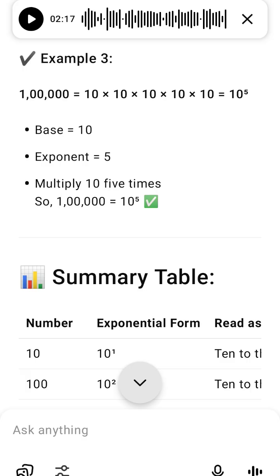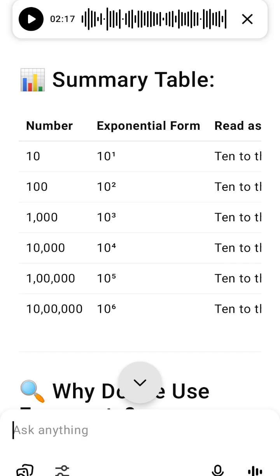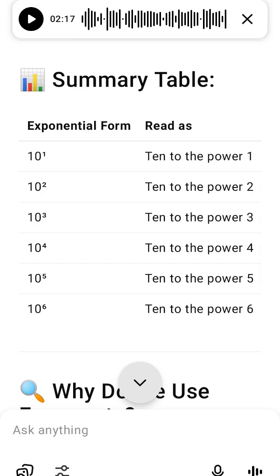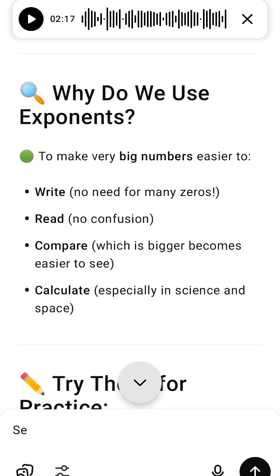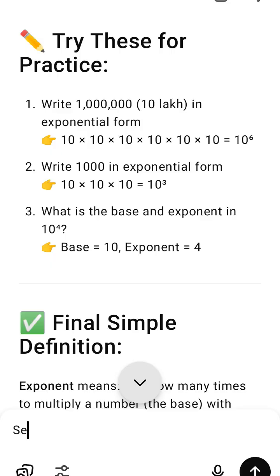7. Why are exponents useful? They help us write big numbers easily, read and understand them better, compare large values quickly, and use them in science, space, and maths. Final simple definition: an exponent tells us how many times to multiply a number, the base, by itself. Would you like a comic strip, table chart, or fun practice worksheet on exponents next?